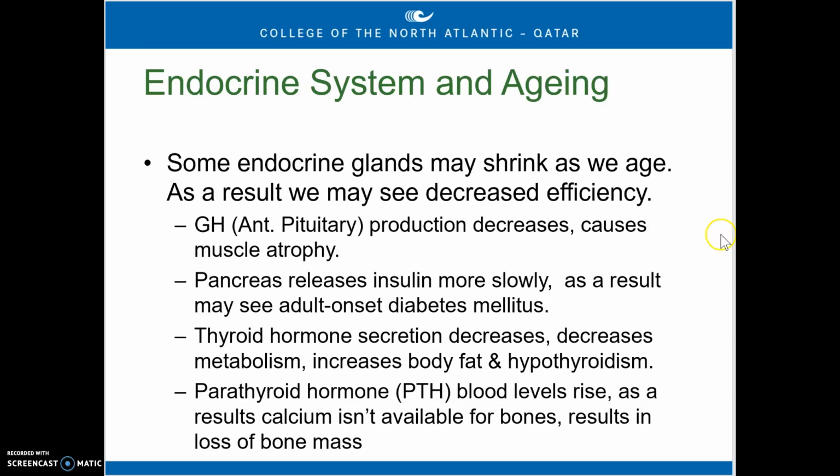The pancreas will release insulin either slowly or not as much quantity, and that's why we see adult onset diabetes mellitus. Thyroid hormone starts to decrease, so we see a decrease in metabolism. That generally is going to lead to increased body fat or hypothyroidism, and that's generally something we see as adults. And then finally, the parathyroid hormone starts to rise, and then we see calcium is not available for bones anymore. And as a result of that, we'll see loss of bone mass. So there's lots of things that can happen as we age.